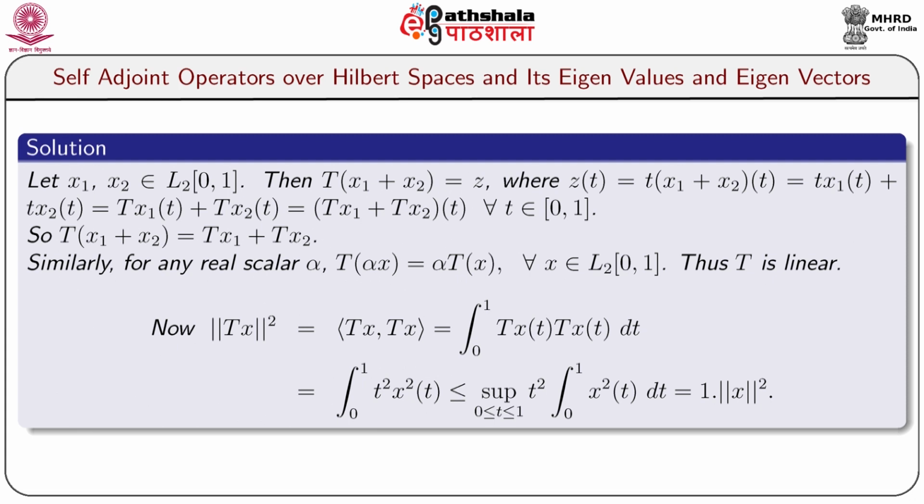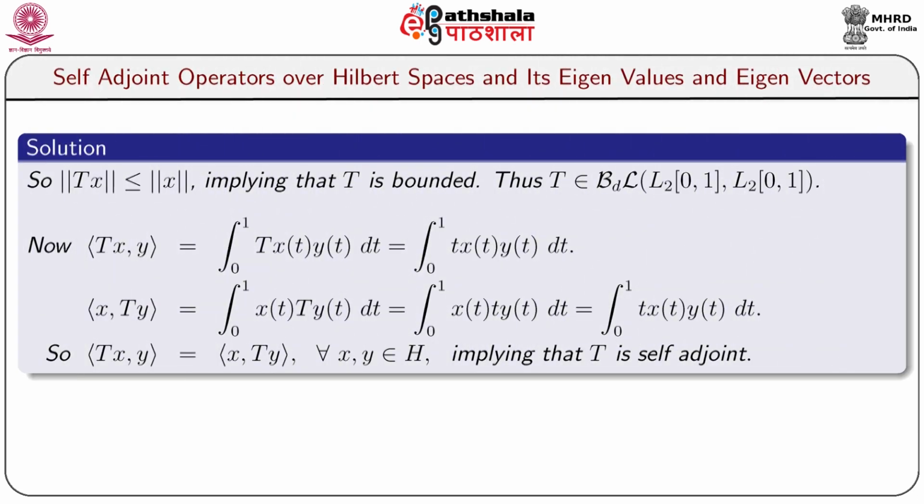Thus, T is linear. Now, ‖Tx‖² = ⟨Tx, Tx⟩ = ∫₀¹ (Tx)(t)(Tx)(t) dt, which is equal to ∫₀¹ t² x²(t) dt, less or equals to the supremum of t² times ∫₀¹ x²(t) dt, and the supremum is taken over all t lying between 0 and 1, which is equal to 1 times ‖x‖². So, ‖Tx‖ ≤ ‖x‖, implying that T is bounded. Thus, T belongs to B(L2[0,1], L2[0,1]).